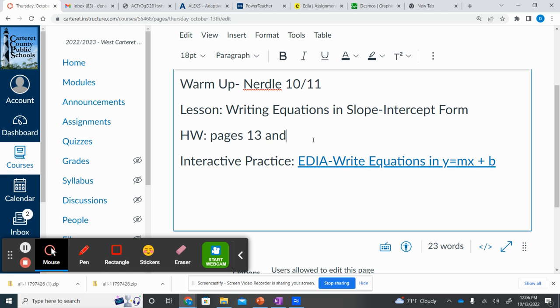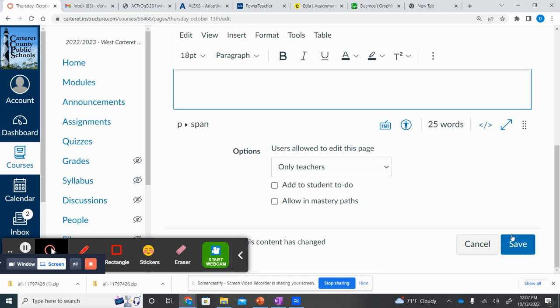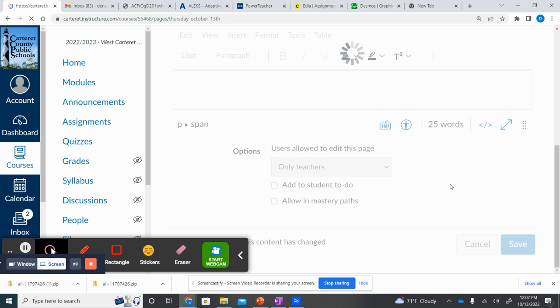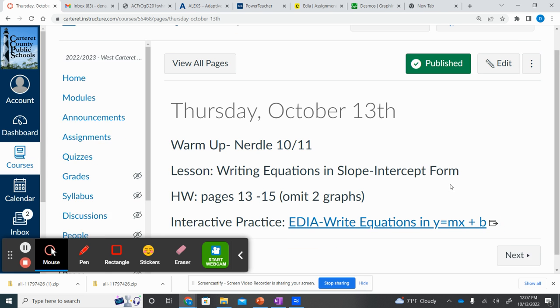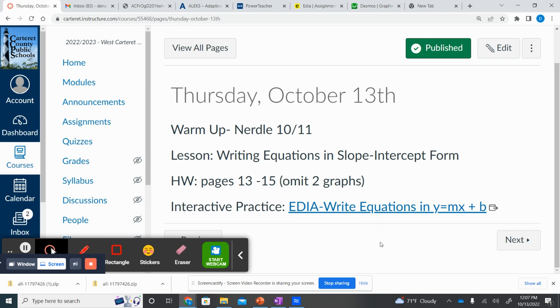How about if you do what I ask? 13 through 15, but you can omit 2 graphs. Can we omit 4 graphs? No, I'm not giving you extra credit. But you also have an interactive practice, EDAA, writing equations in y equals mx plus b. There are 6 questions because I know you're going to ask me, Kane. You always say, how many questions are there? 6. I just checked it right before you came in here. If I had not been prepared, you would have asked me. Okay?